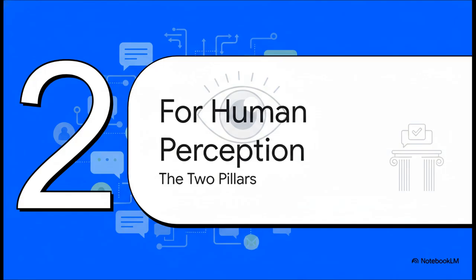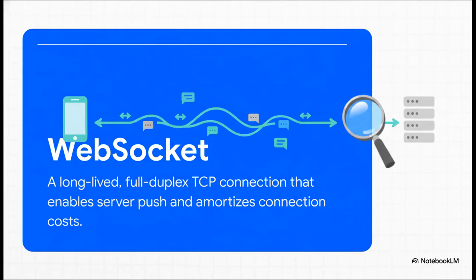All right, let's get into the nuts and bolts. How do you actually build for human perception? Well, it really boils down to two huge architectural ideas, two main pillars that completely change how the system works. Pillar number one is the communication channel itself. You see, most of the web works on a request-response model. Your browser asks for something, the server gives it.